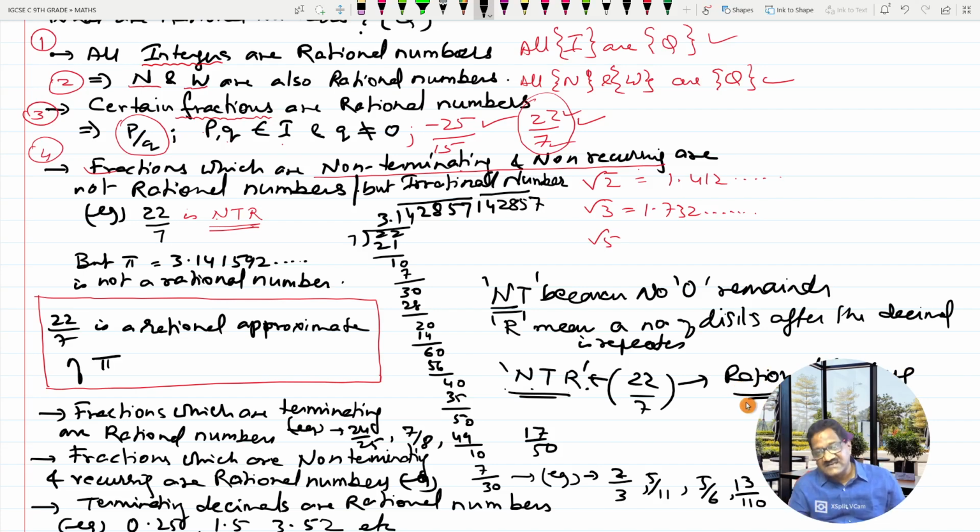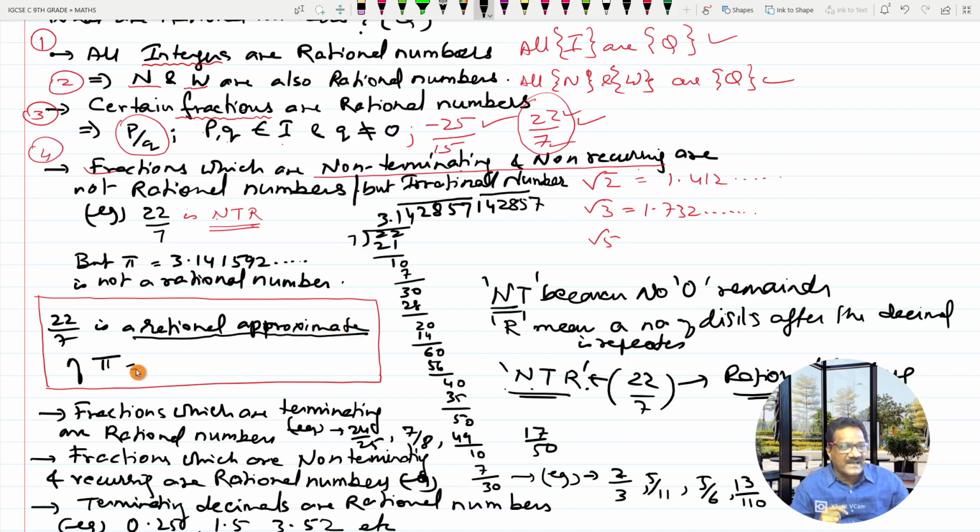Even otherwise, the definition of rational number is any number of the form p upon q, where p and q are integers and q not equal to 0. This definition is also satisfied over here. 22 is an integer, 7 is an integer. Moreover, this 7 is not equal to 0. So definition-wise also it is a rational number. And if you divide, you are getting a non-terminating recurring decimal, and non-terminating recurring fractions are rational numbers. Is that clear? So 22 upon 7 is a rational approximate of pi.